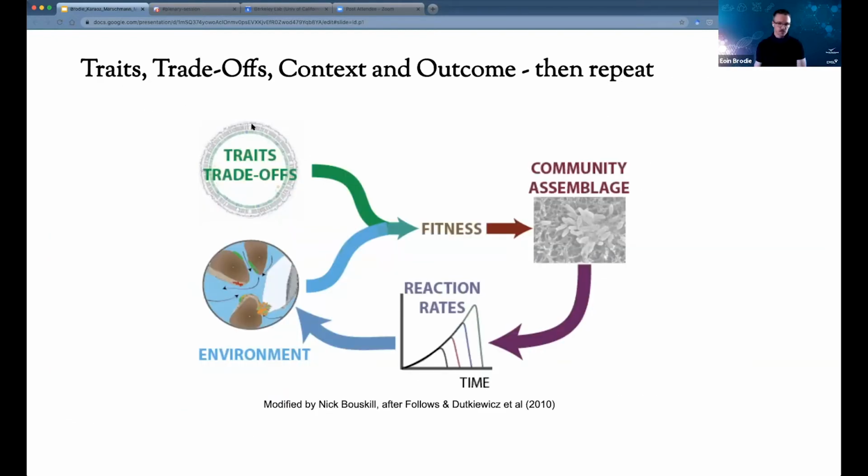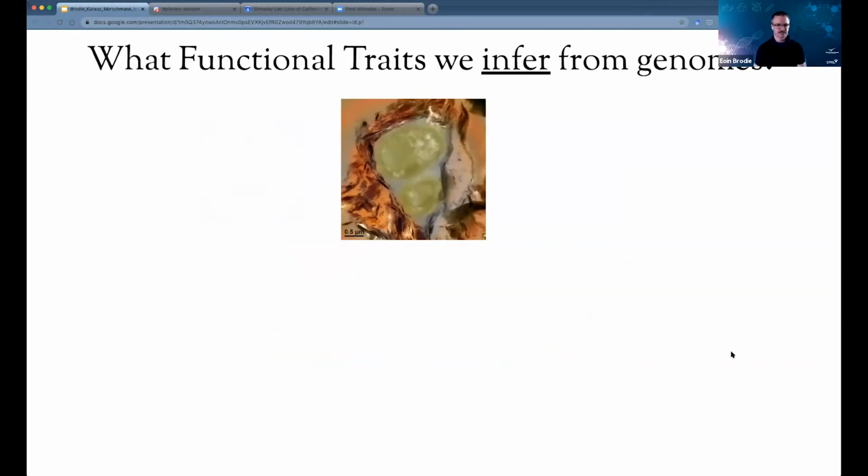So you can think about it like this. What we're doing here is we're inferring traits when we talk about genomes. In some cases, we have some phenotypic information to verify those inferred traits, and we have to represent the costs and benefits associated with those traits. Now, the traits are a feature of an organism, but the fitness is not just a feature of an organism, it's the feature of the organism, its neighbors, and its environment. And together that controls fitness, that controls the assembly of communities, which then feeds back into the process rates, that changes the environment, that changes the fitness. And so we repeat this cycle. So we need a computational environment that represents this series of events.